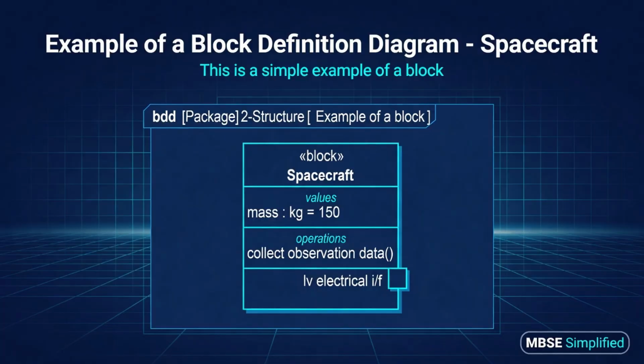A simple example of a block is shown in this block definition diagram from the Architecting Spacecraft book we mentioned before. In this figure, the spacecraft is a block that has a mass of 150 kilograms and performs a function called collect observation data. The spacecraft can be specified to have many other properties, functions, and interfaces, as well as other kinds of features. Each kind of feature can be depicted in a unique block compartment.